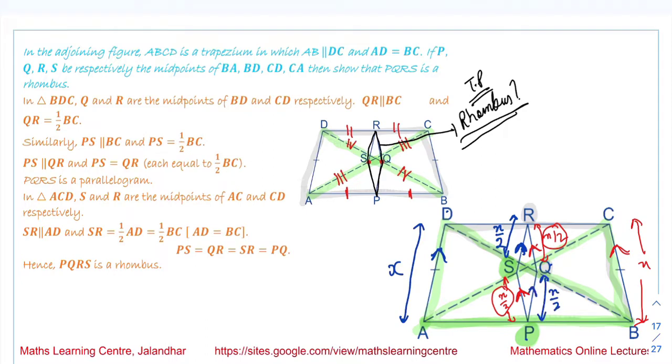Both these are parallel to AD. We are saying these lines are parallel to BC. So both these are parallel, and the length of all these sides is x by 2, x by 2, x by 2 and x by 2. So finally what we get is that PQRS has all sides equal and opposite pairs of sides parallel. So PQRS is a rhombus.